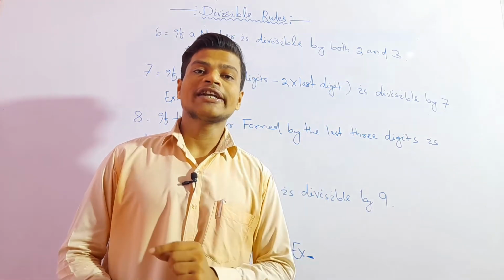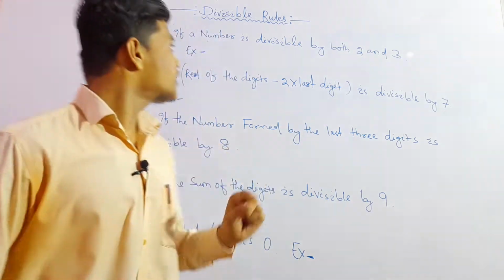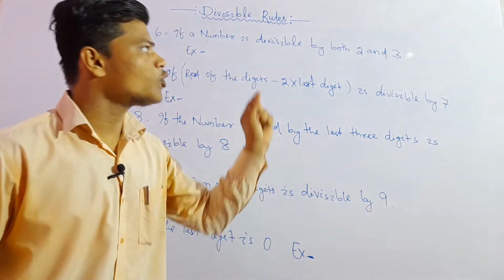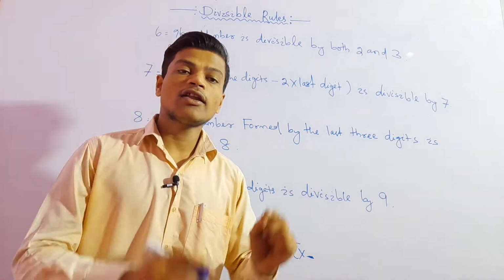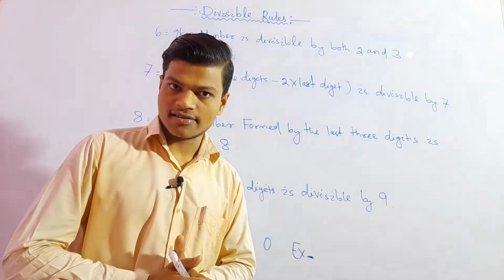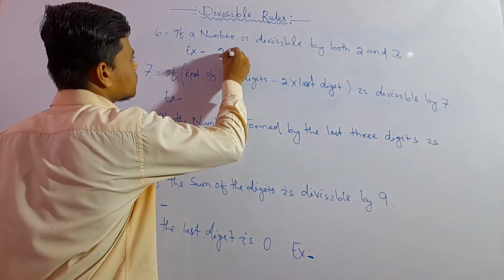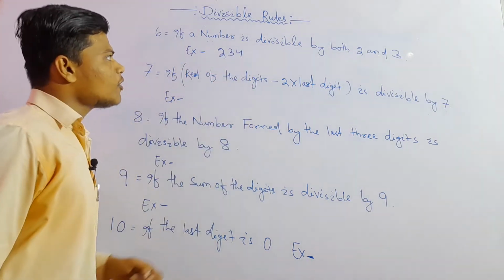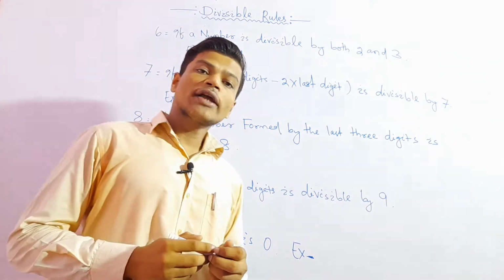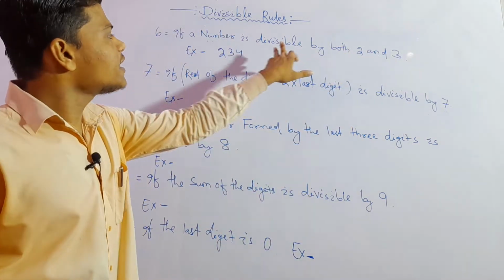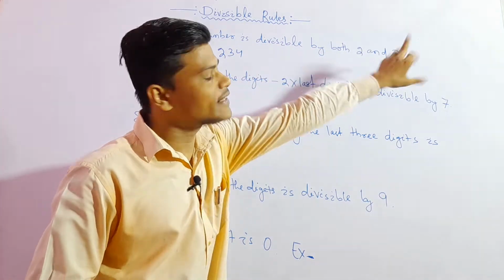So let's learn the divisible rule of 6. The divisible rule of 6 is: if a number is divisible by both 2 and 3, then the number is divisible by 6. See an example, 234. To check whether 234 is divisible by 6, simply we need to check if it is divisible by both 2 and 3.